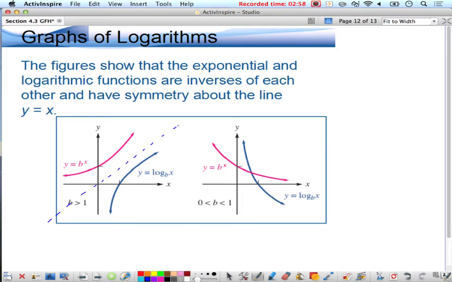Over here, this is an example of exponential decay: y equals b to the x for a b less than 1 but still positive. And over here we have the graph of a logarithm whose base is between 0 and 1. Notice they also fold along the line y equals x because they are inverses of each other. Pause for a second, let you take that in.